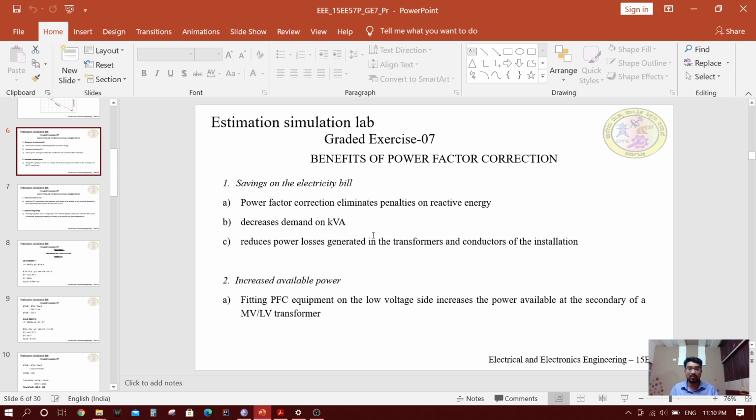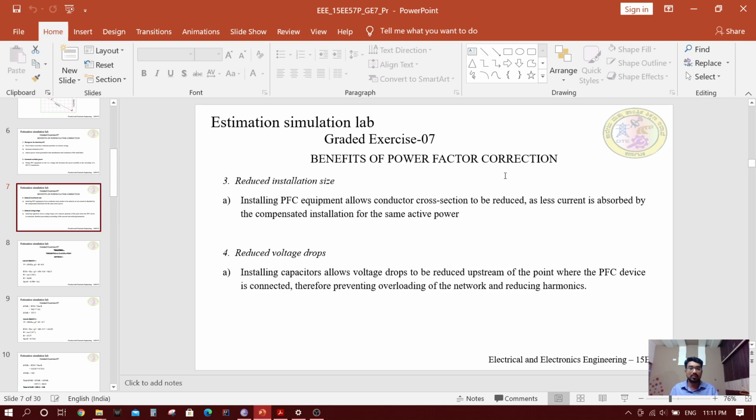And by improving the power factor we can decrease the energy demand and also we can decrease the losses that are occurring in the transformer and also conductors present at our installation. With power factor correction we can increase the available power. This statement doesn't mean we are going to generate more power, but what it means is by improving the power factor we are reducing the kVAr consumption. With the reduction in kVAr consumption automatically whatever power that is available will be increased.